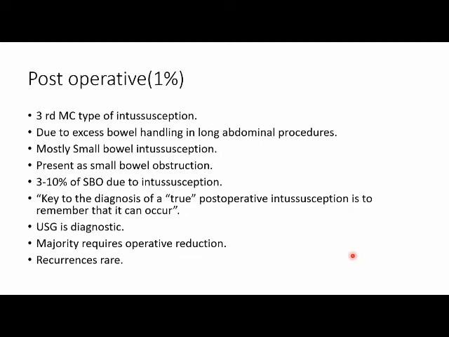Now coming to post-operative intussusception, it accounts for almost 1% of the cases. It is the third most common type of intussusception, and it is due to excess bowel handling in long abdominal procedures. Mostly what we see are small bowel intussusceptions, and it can present as small bowel obstruction in the post-operative period. So if you follow a patient of a laparotomy in the post-operative ward, and the child develops a small bowel obstruction, one thing you always need to keep in mind is the possibility of an intussusception.